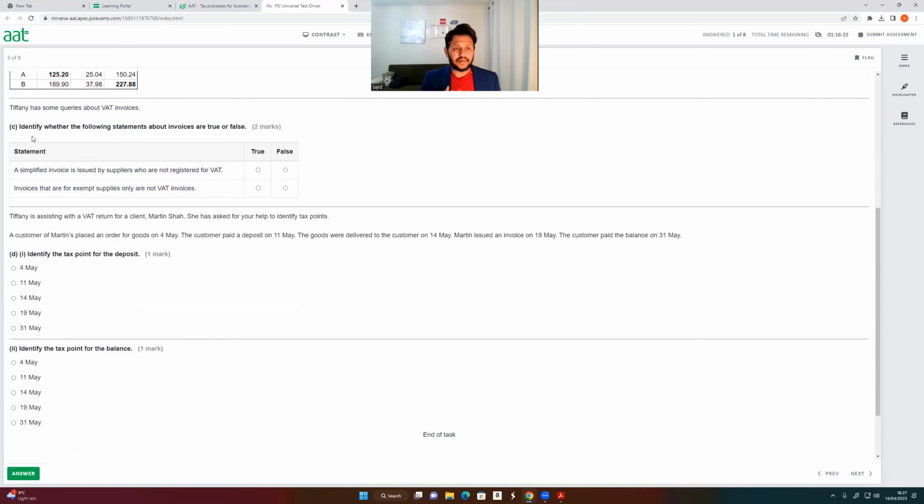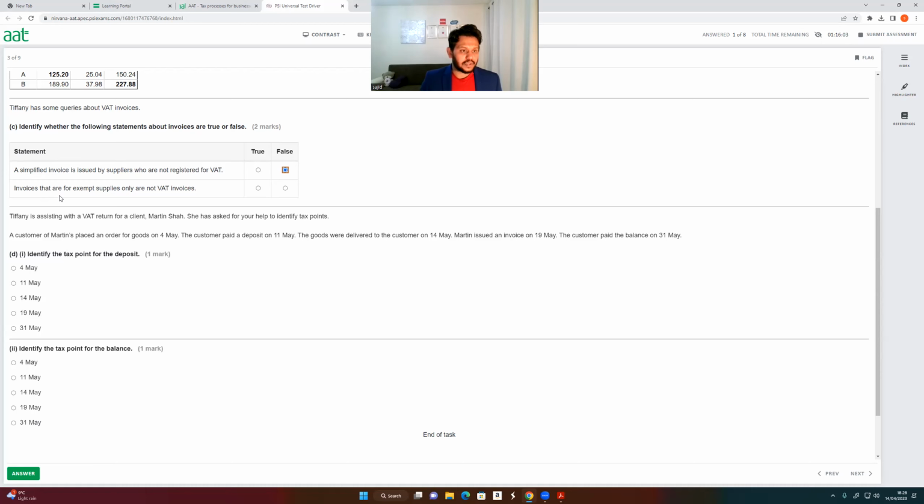The next one is to identify whether the following statements about the invoice are true or false. A simplified invoice is issued by a supplier who is not registered for the VAT. Remember, that is absolutely false. If you are not registered for the VAT, you cannot issue a VAT invoice. You can only issue a VAT invoice if you are a VAT registered business.